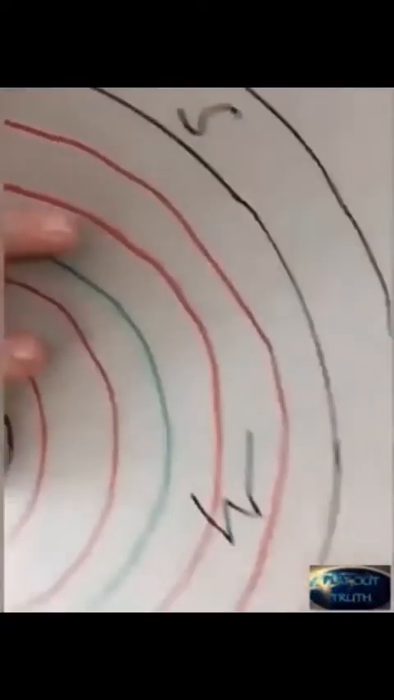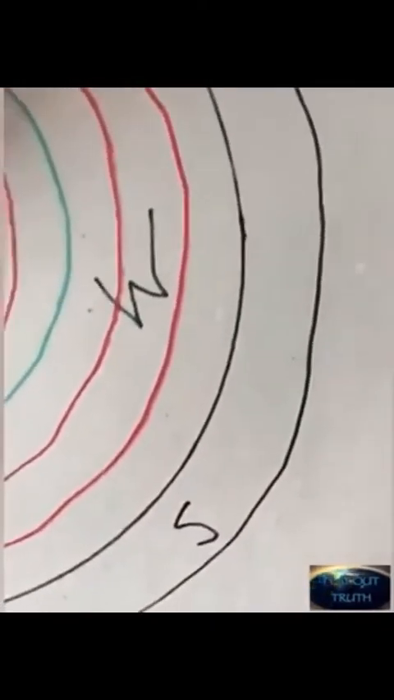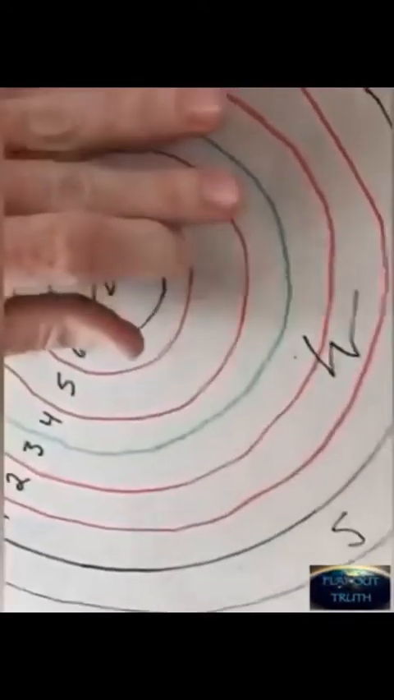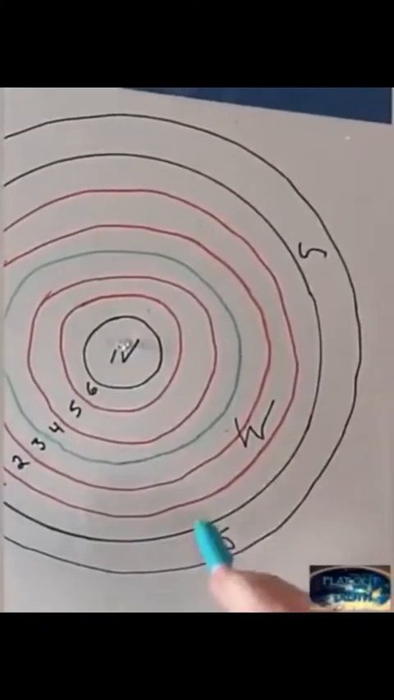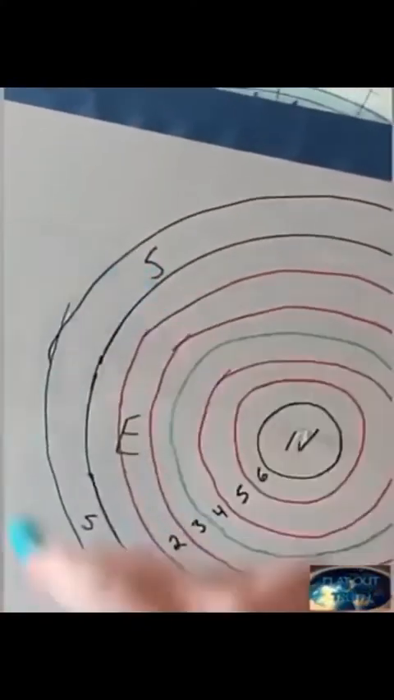Now, here I have drawn a rough draft, because I don't want to draw on my map. So let me explain this really quick. Okay, you have your North Pole here, and you have your South, which is the southern ice wall.